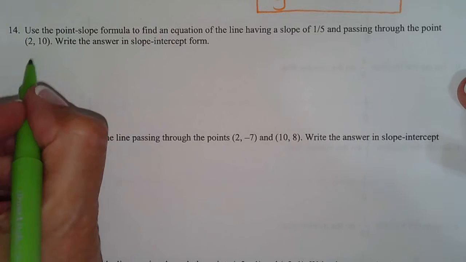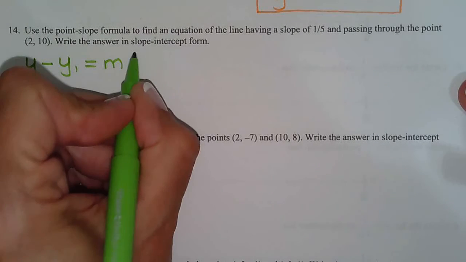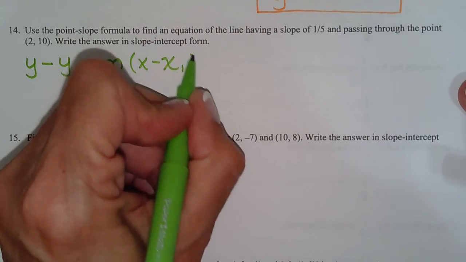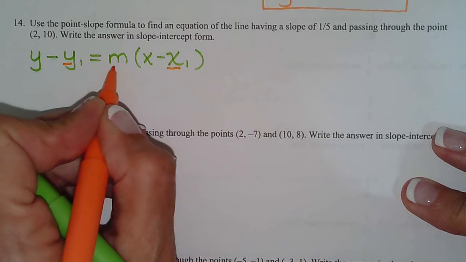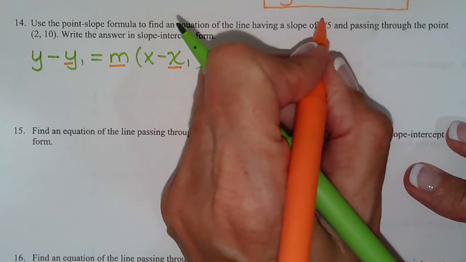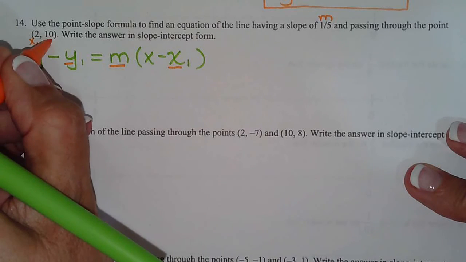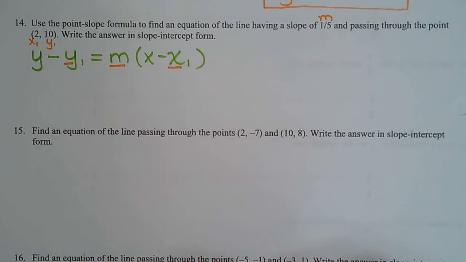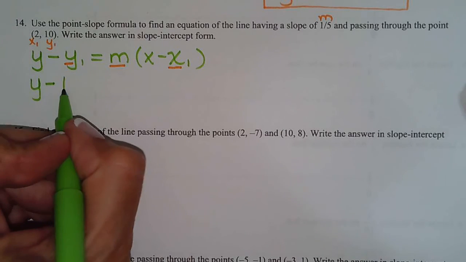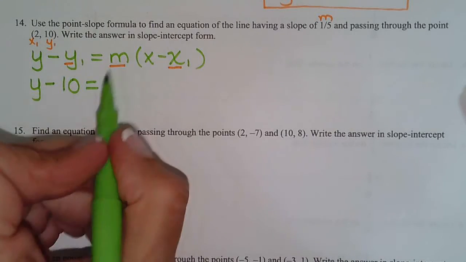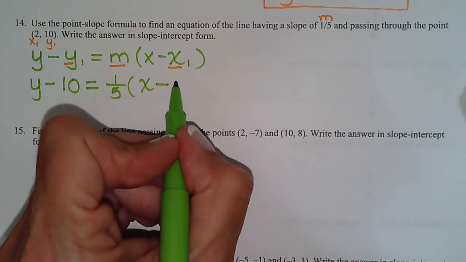So use the point slope form. So that tells me y minus y1 equals m times x minus x1. And remember, we're plugging in for x1, y1, and m. So this is my m, this is my x1, and this is my y1. So we have y minus, my y1 is 10, equals m, 1/5, times x minus 2.